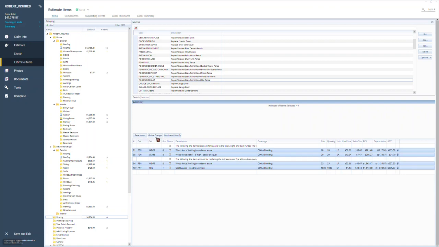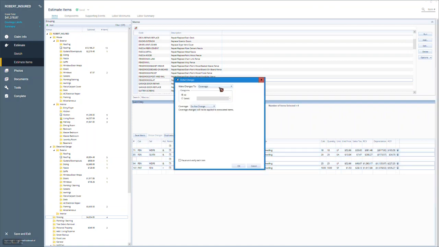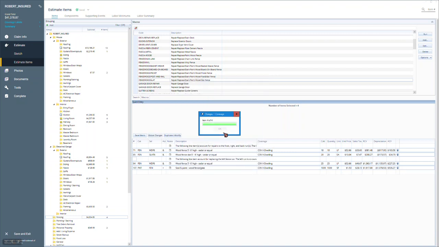Do our global changes. We want to change coverage to coverage A dwelling extensions. This is a little bit different. As you can see, for American Family, they call their coverage B other structures, coverage A dwelling extensions. It's the same thing, basically. They just use a different name. Their coverage B is personal property. This is on their classic policies. So let's change it to coverage A dwelling extensions. That's the correct coverage for fencing.